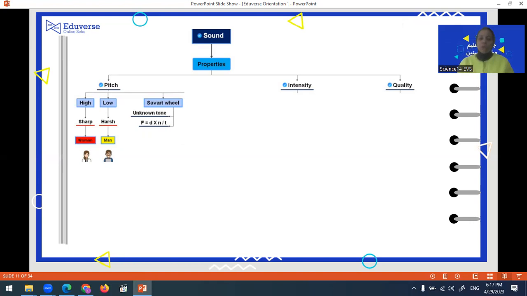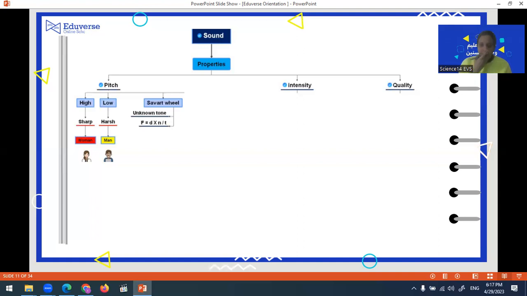What about, for example, the low pitched sound? So it will have what? Low frequency. Okay, for example, another example for the high pitched sound is the sparrow. Another example for the low pitched sound is the lion. So we should always remember the relation between the sound pitch and the frequency. They have a direct relationship between each other.